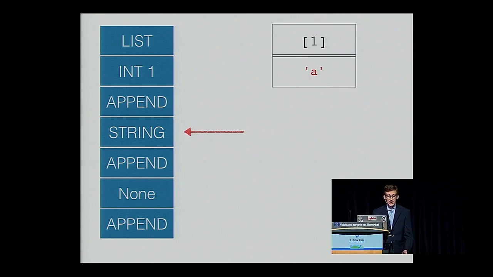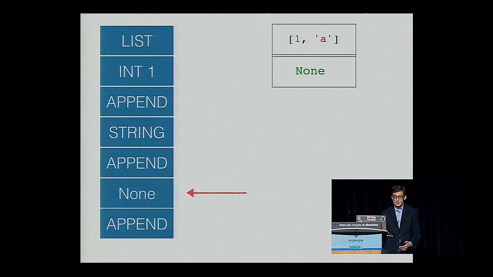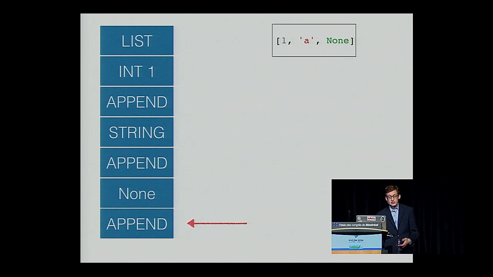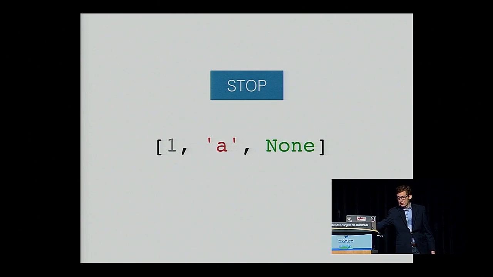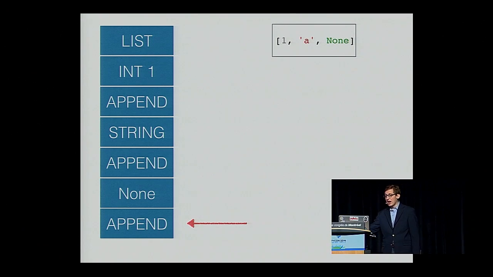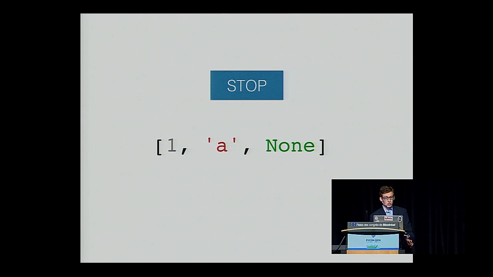We have our string A. It pushes that to the top of the stack. And then we append it back to our list. We push None back onto the stack, and then we append it. So now we have all of our items. Now stop comes at the end and says, hey, I've got one thing left on my stack. We're done. We were called, we had one item, there's one thing left, we're done.